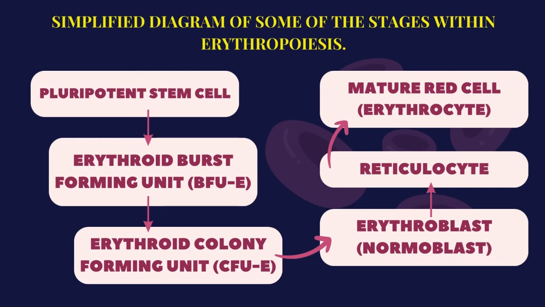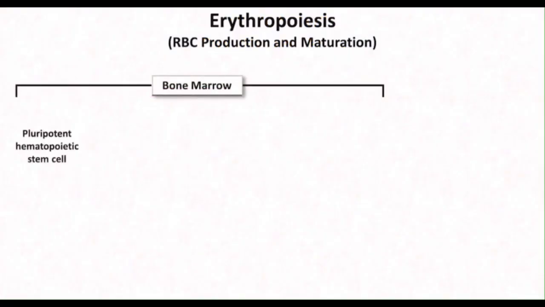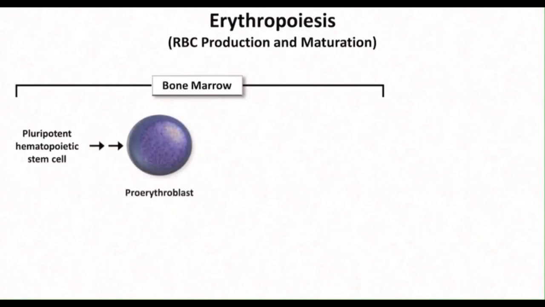Firstly, erythropoiesis starts from the pluripotent hemopoietic stem cell. For a clearer explanation, here is the video of formation of RBCs. It starts in the bone marrow with the pluripotent hematopoietic stem cell. Some of these cells will differentiate into the erythroid lineage, which after a few steps result in a large blue cell with a high nucleus to cytoplasm ratio called a proerythroblast.